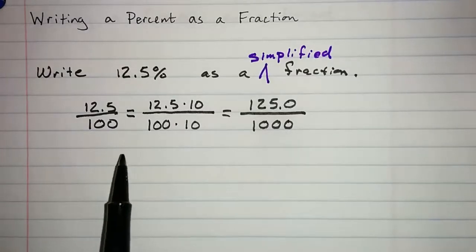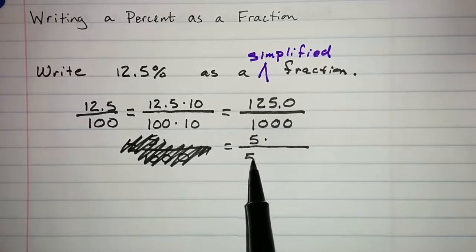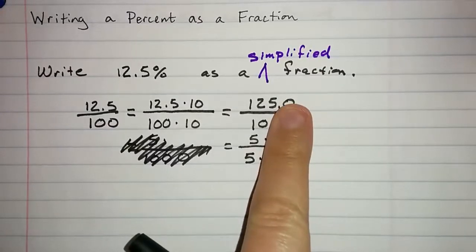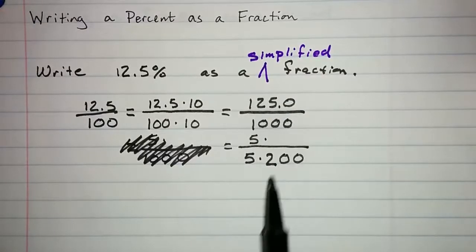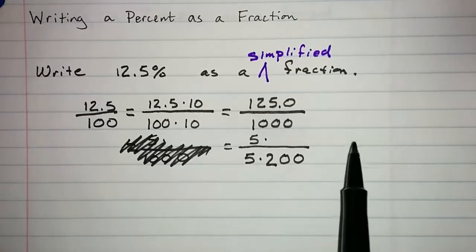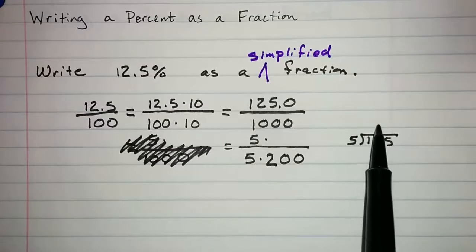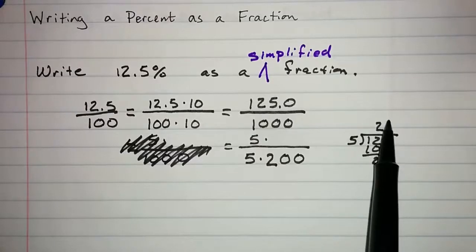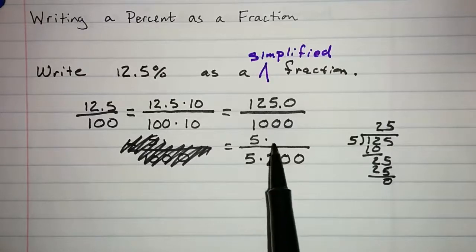I bet they've got a 5 in common. 125 is going to be 5 times something, and 1,000 is going to be 5 times something. 1,000 is easier, right? 10 is 5 times 2, so 10 with 2 zeros on the end is 5 times 2 with 2 zeros on the end. That's easier. 125, maybe you know off the top of your head, or maybe you need to do long division. 5 goes into 12 twice. 5 goes into 25 5 times. Nothing left over. 5 times 25.